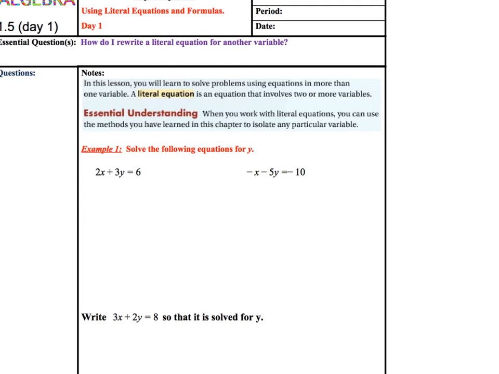Here we go. A literal equation is an equation that involves two or more variables. We solve the exact same way that we've been solving, basically. We undo with inverses, we undo the addition and subtraction first, and then the multiplication and division. It's just going to look a little bit different, but don't get freaked out. We're just solving an equation like we've been solving.